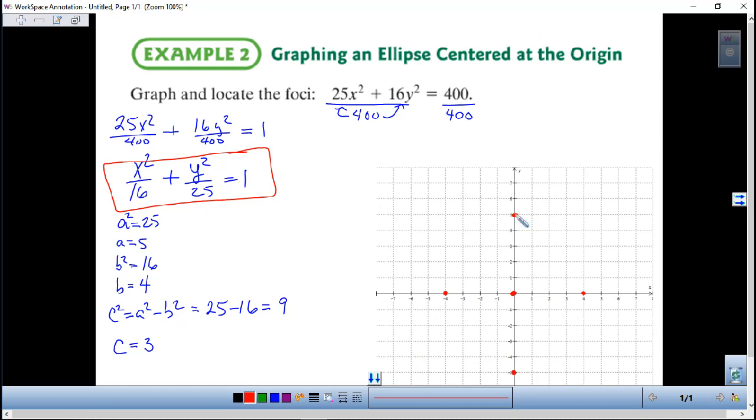All right, so at that point, I can sketch my ellipse. Like I said, they don't have to be pretty, but don't turn our 4 points into some kind of diamond or rhombus. It needs to be curvy. Even though it's not pretty, it's still curvy. All right, and then what do we know about C? Well, C is going along our major axis, which in this case is vertical. So we're going to go up 3 and down 3, and that's where the foci are.